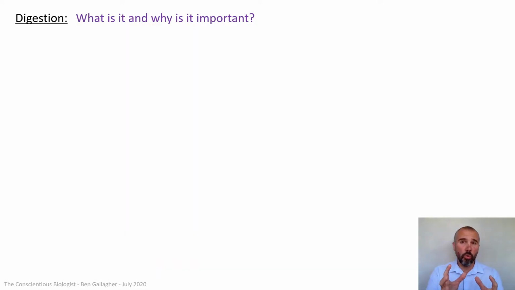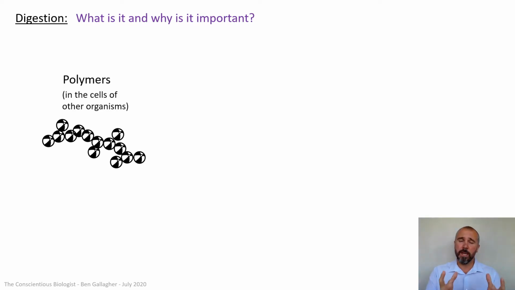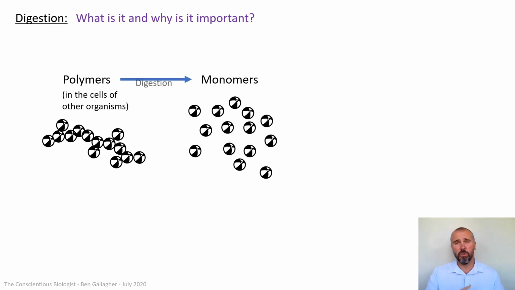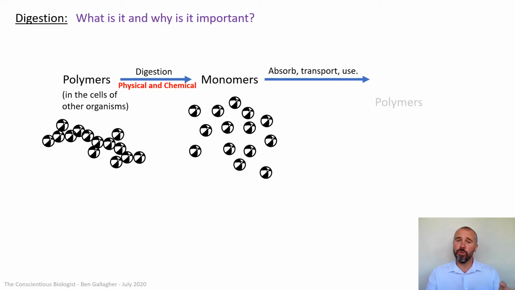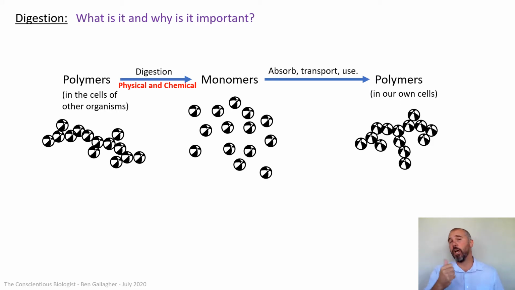So just so we know what we're talking about with the digestive system, let's do a really quick recap of the last video and talk about what digestion is and why it's important. So basically what we have is the polymers in other organisms, so their carbohydrates, their proteins, their lipids, their DNA. Those are the compounds that make them up, that are their storage molecules that define what they are. Now we want the building blocks from their polymers. That's essentially all that digestion is. We take their polymers, we smash it down into the monomer units again by either physical or chemical digestion. Now that allows us to use their monomers to build our own polymers.